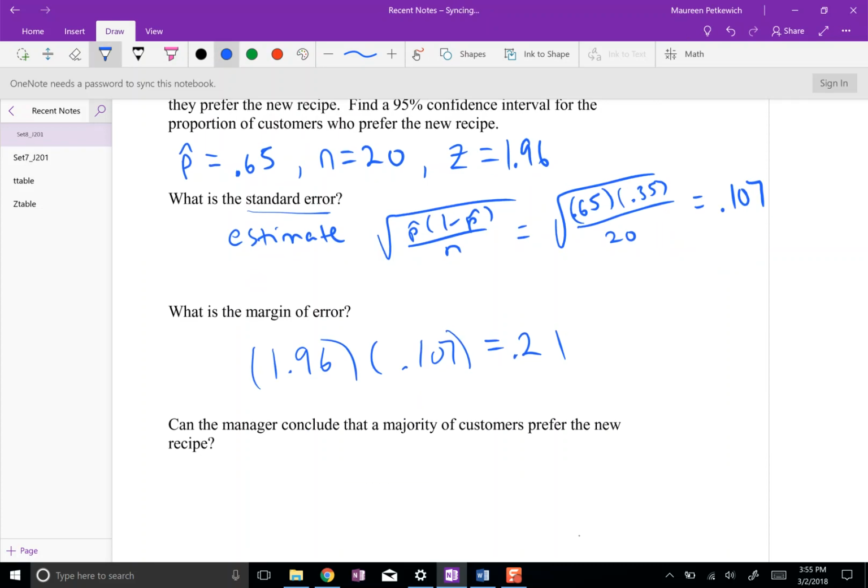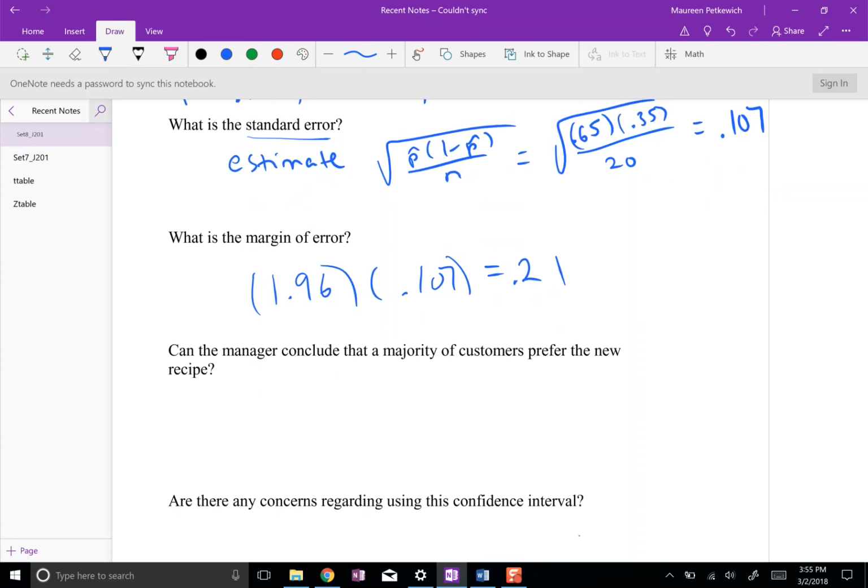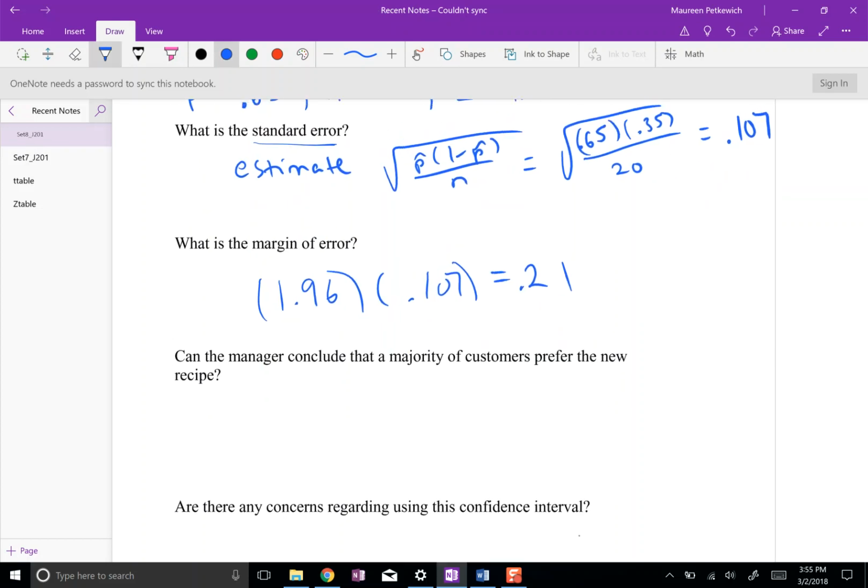Can the manager conclude that the majority of customers prefer the new recipe? To get my confidence interval, I'm going to take my point estimate, 0.65, and add and subtract the margin of error, 0.21. I'm going to see that my confidence interval is 0.44 to 0.86. So what I have now is my range of believable values for the population proportion.